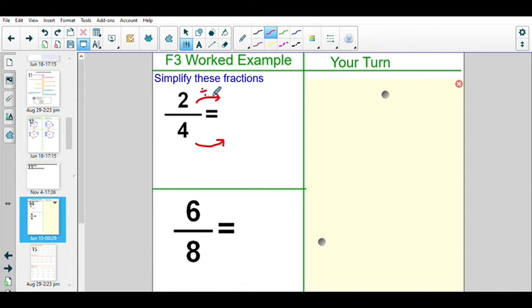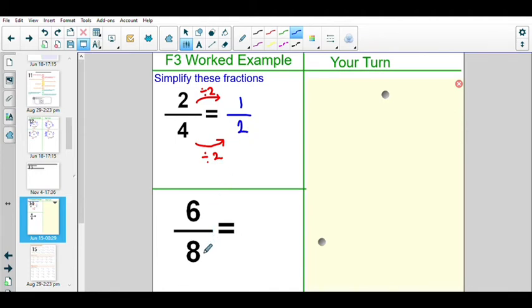So 2 should be divided by 2, and the denominator has to be divided by the same number. 2 divided by 2 is 1, so my numerator is going to be simplified to 1. 4 divided by 2 is 2.